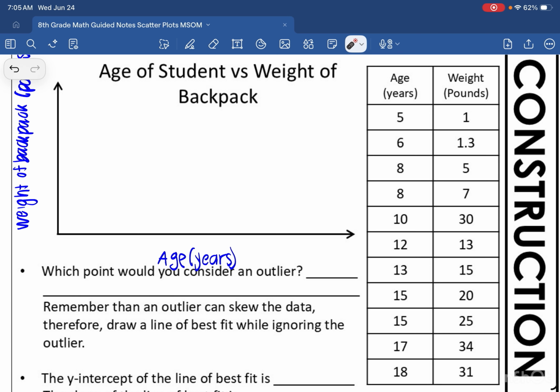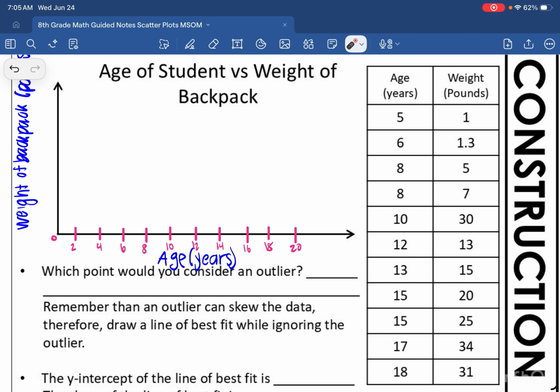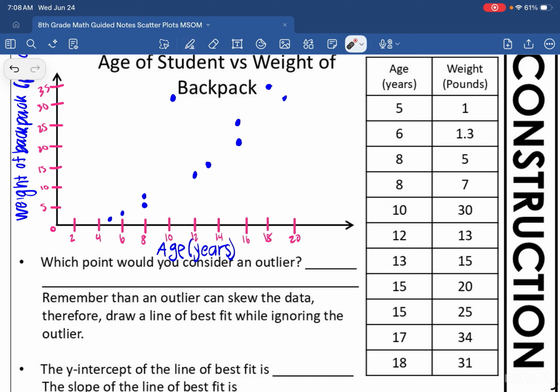Looking at my scale, my years is going from 5 to 18. I could do 1 tick marks. I'm going to do 2 though. I'm going to have every tick mark be 2 years. And my minimum and maximum of weight in pounds, it looks like my max is 34, so 1 to 34. I don't want to go by 1s. Going by 10s might not be enough. Let's go by 5s. I have my axes labeled, and now let's plot the points. I have all my data points graphed. Now let's answer the questions.